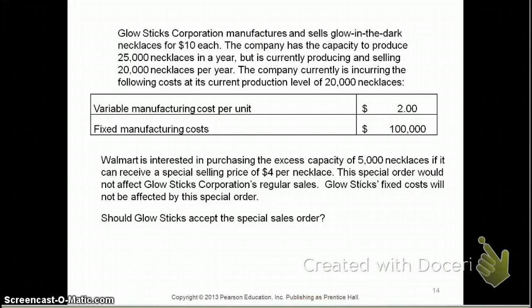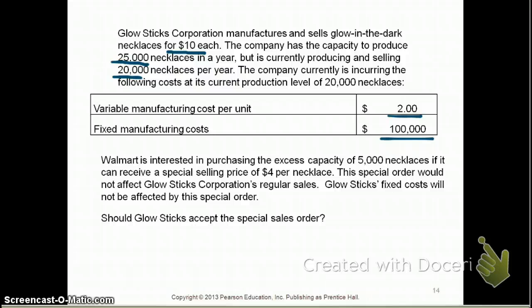Be sure to pause the video and read the question before you continue so that you understand what is going on. Let's take a look at what kind of information they have given you. They've told you that regular necklaces sell for $10 each, and they have the capacity to produce 25,000 necklaces, but they are currently producing 20,000 necklaces. They've also given you the variable manufacturing cost per unit and the fixed manufacturing costs, and then they have given you information about the special order.